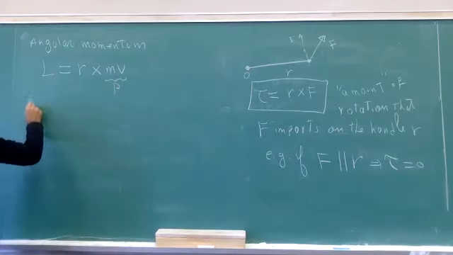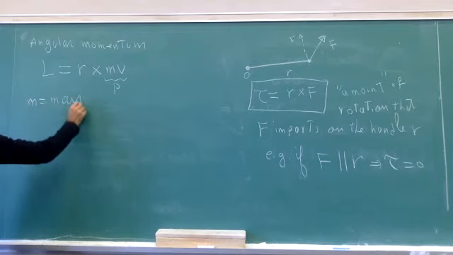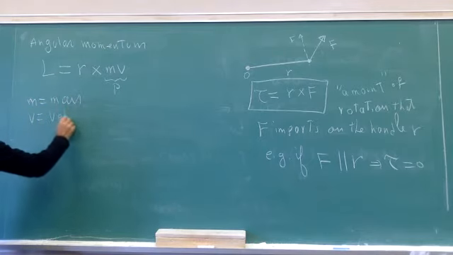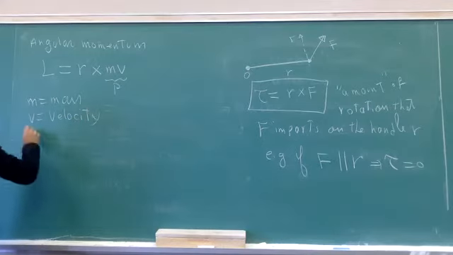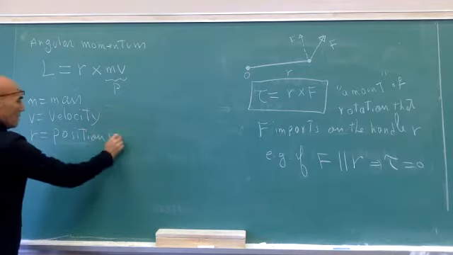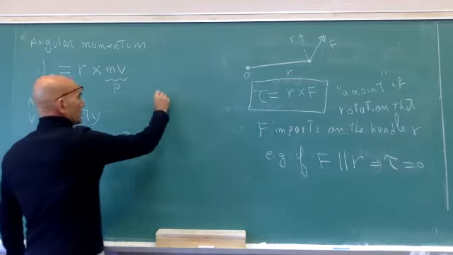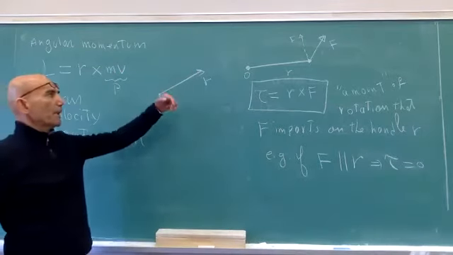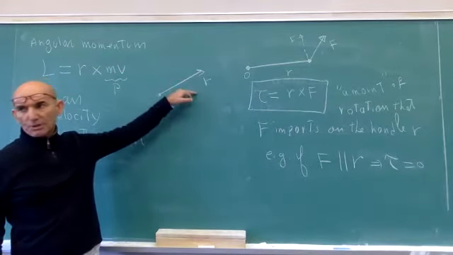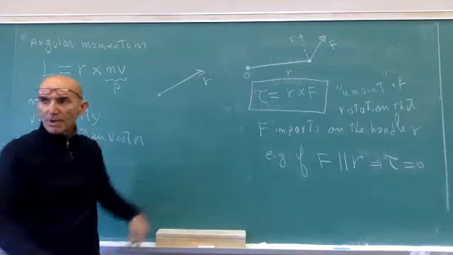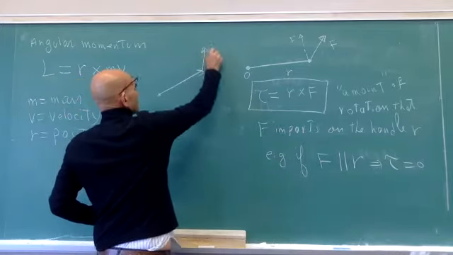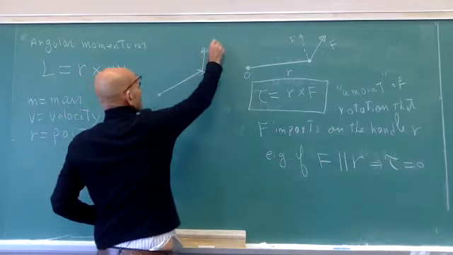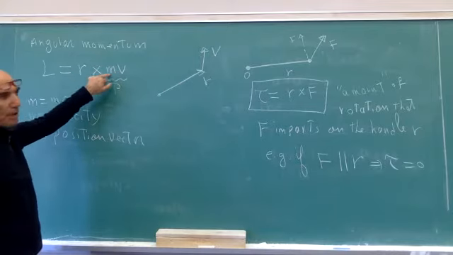So m is mass, v is velocity, and R is position vector. So the situation is that a particle, for example, is moving in space. At some point, its position is R and its velocity is V, right? And you want to know the angular momentum. Well, cross R with V, these are two vectors, and then you multiply by m.